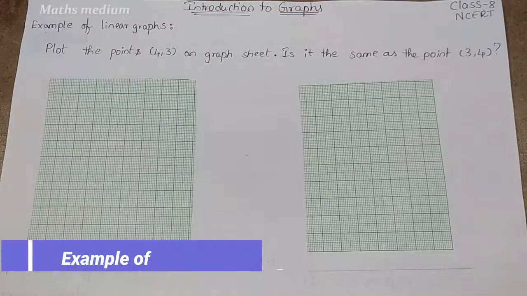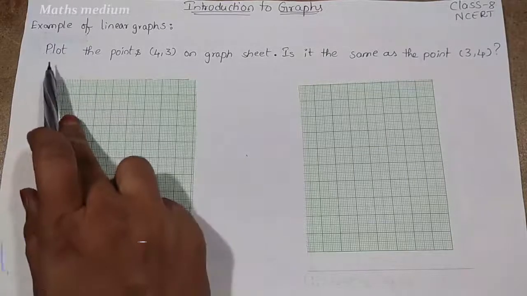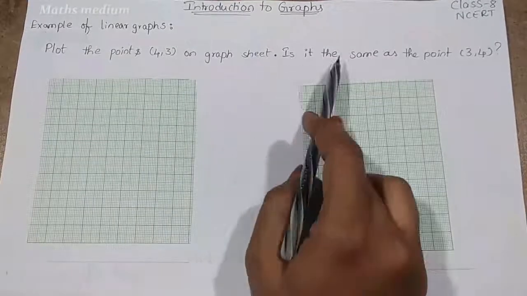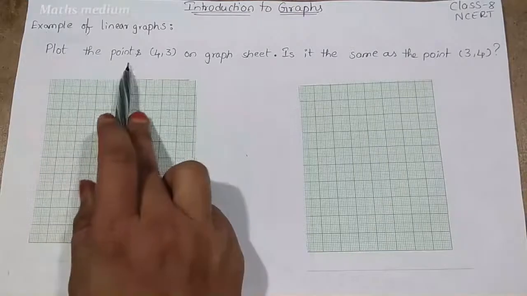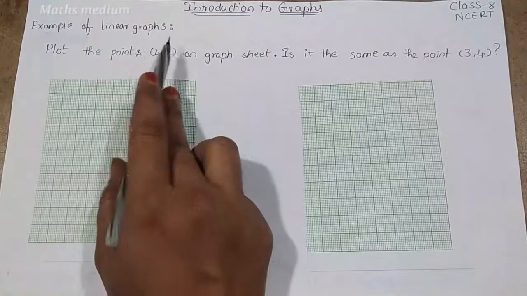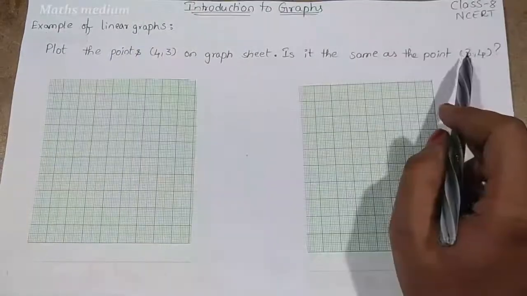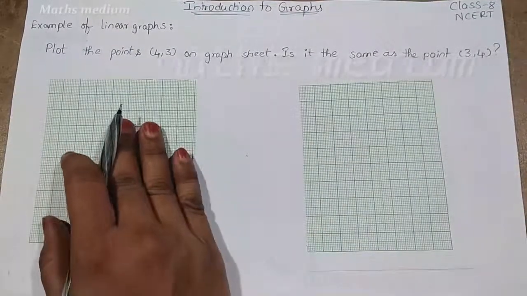Today I came with another topic, that is examples of linear graphs from Introduction to Graphs, 8th class NCERT. So here is the question. Plot the points (4, 3) on graph sheet. Is it the same as the point (3, 4)? So here we have to plot the points in a linear graph way. So we have to check whether (4, 3) is the same as the (3, 4) point. So let's see how to plot the points on the graph.